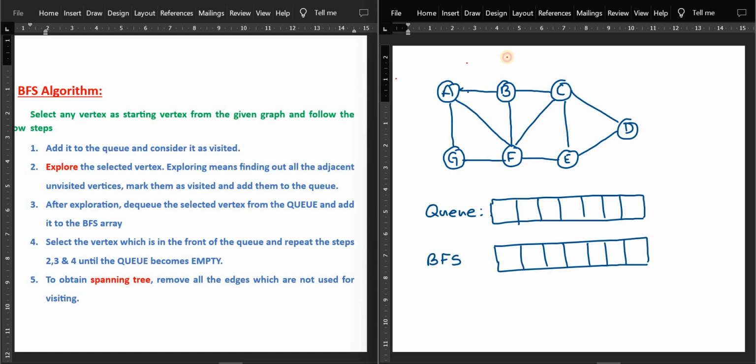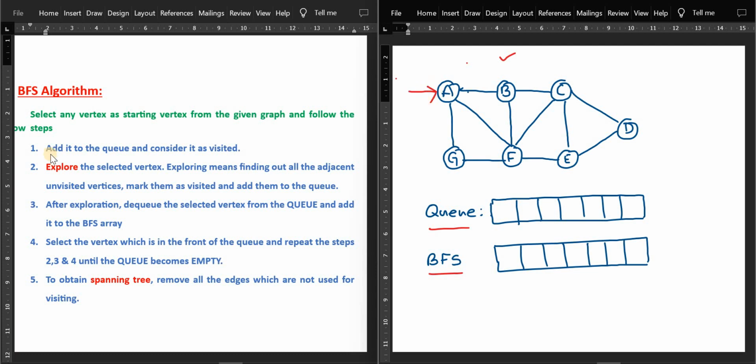Now see here. For this graph, I am applying the BFS algorithm. As I told you earlier, we require a queue for this, okay, and a normal array which is named BFS. Now see the first point in the algorithm. Select any vertex as a starting vertex from the given graph and follow the below steps. So you can start the process from any vertex. I am starting from A.